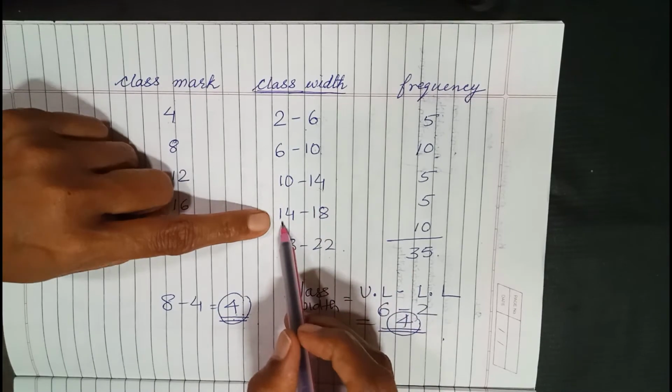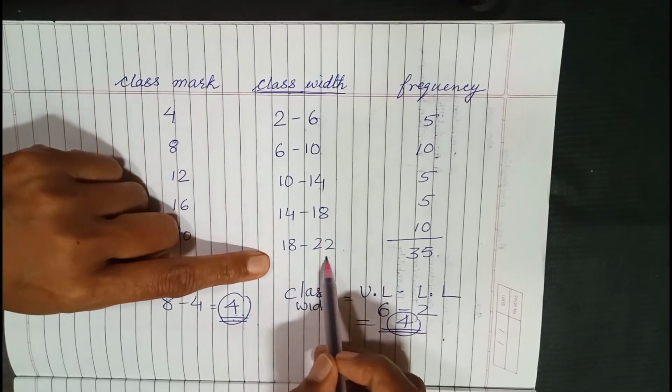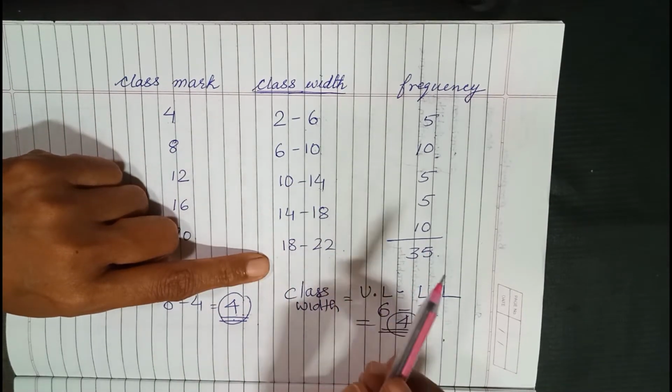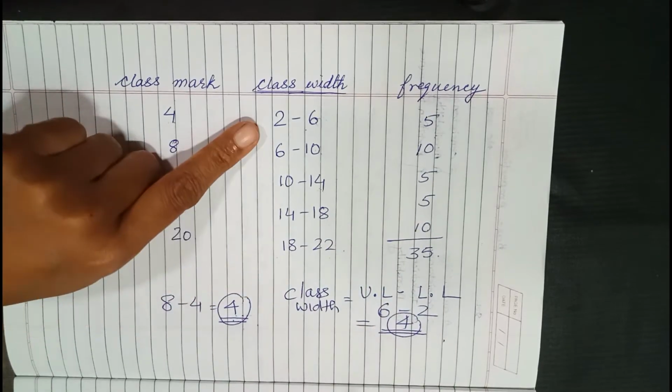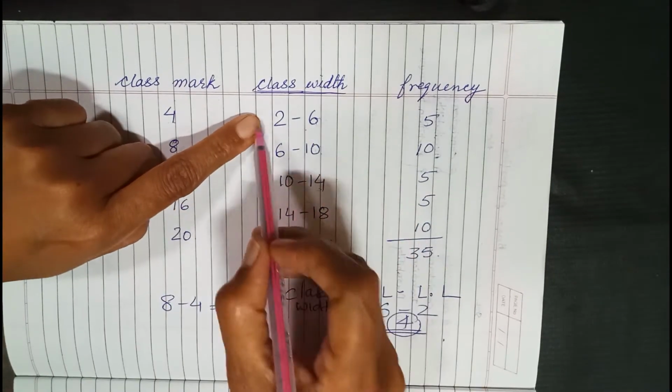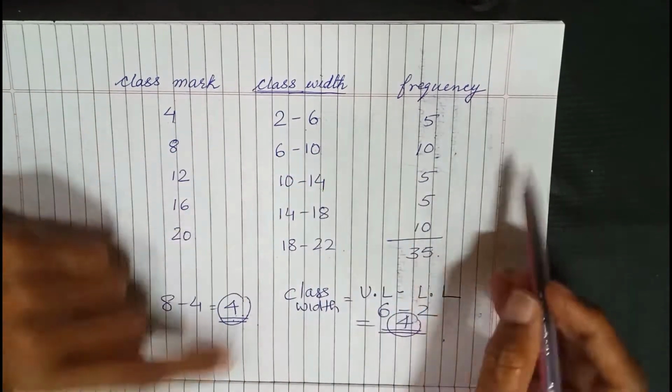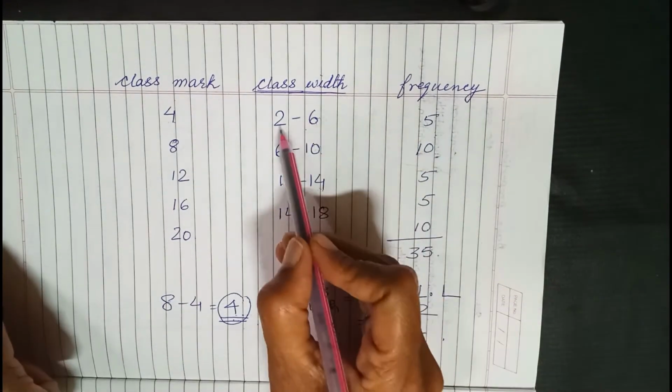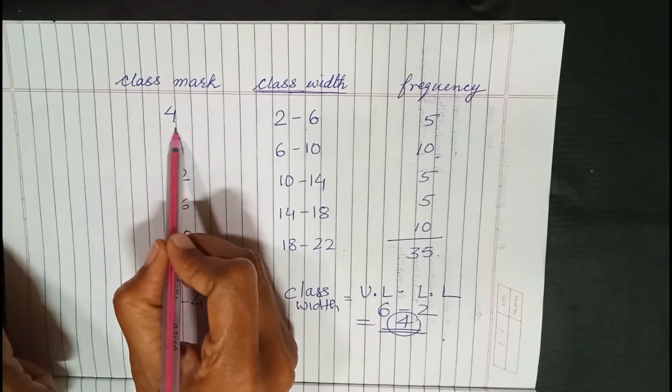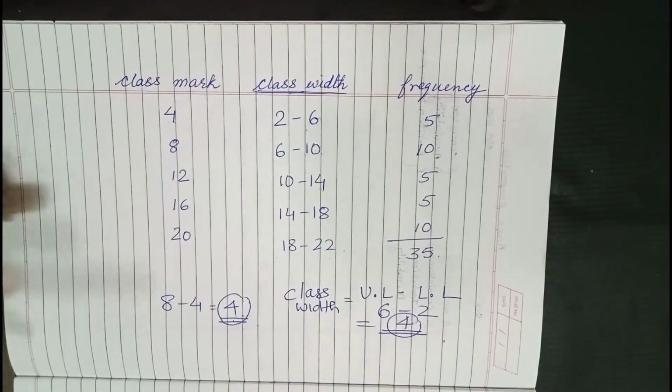10 to 14 is 4. 14 to 18 is also 4. 18 to 22 is also 4. Right? So this is how you get the class. This is called the class width, lower limit, upper limit. And this is the frequency. Midpoint of this class is called the class mark. So this is the thing that you should remember.